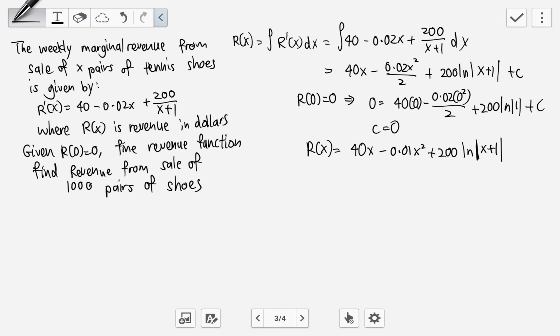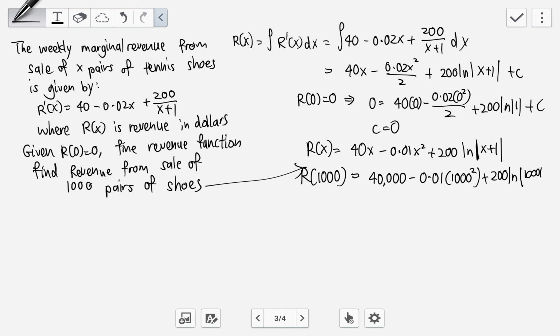And so then, they want the revenue from the sale of 1,000 pairs of shoes. So I will just take 40,000 minus 0.01 multiplied by 1,000 squared plus 200 ln 1,001, because we substitute 1,000 for x. To evaluate this, I just make use of the calculator.